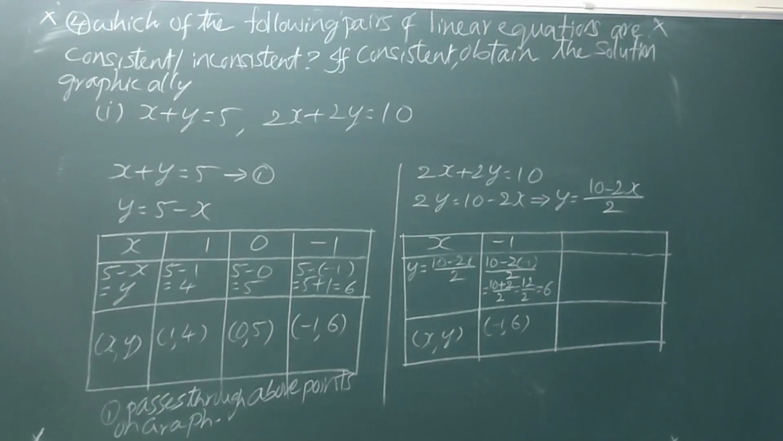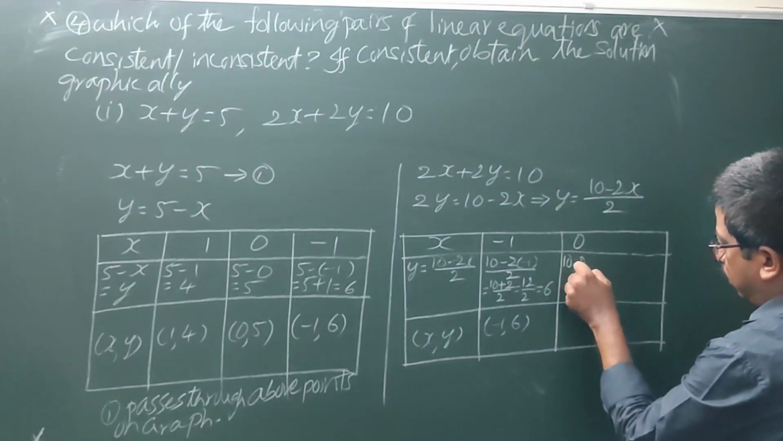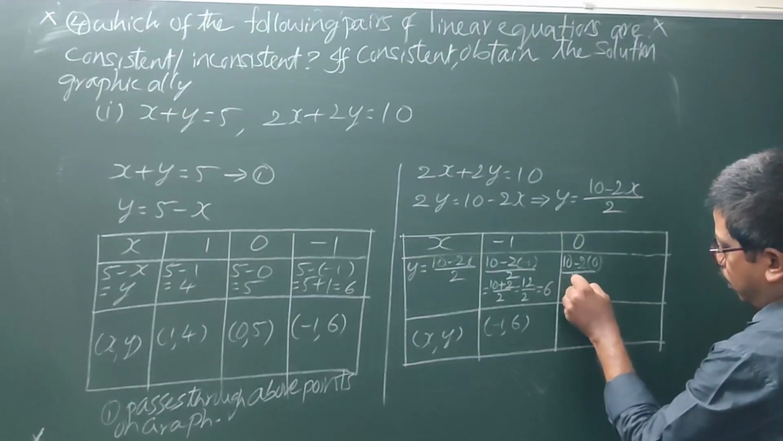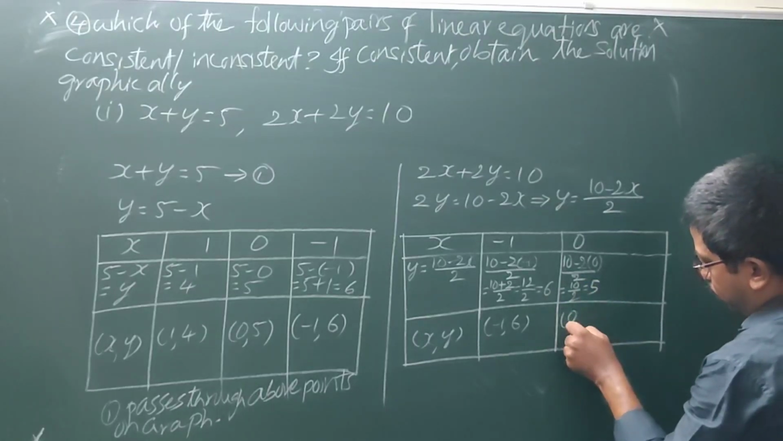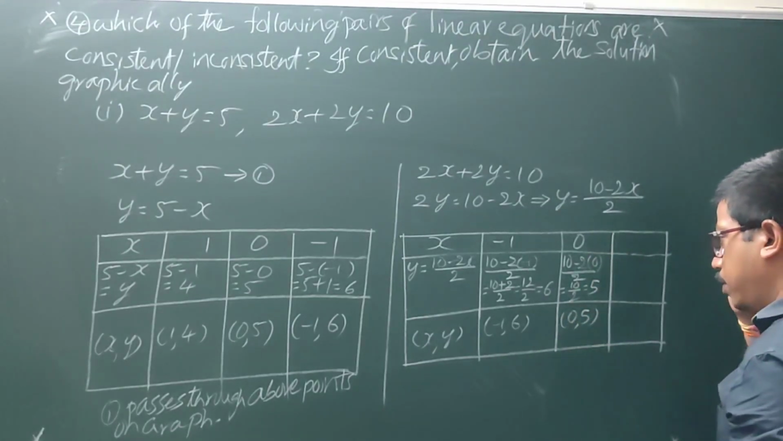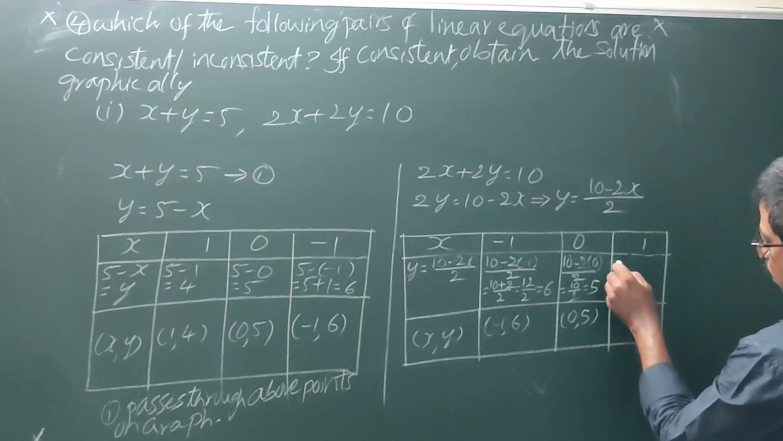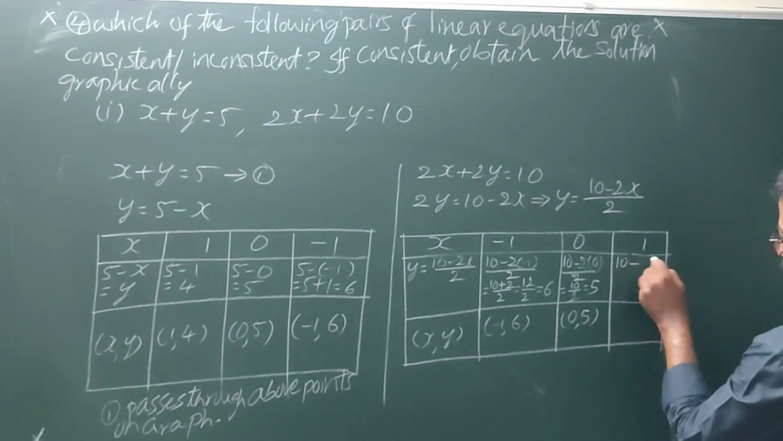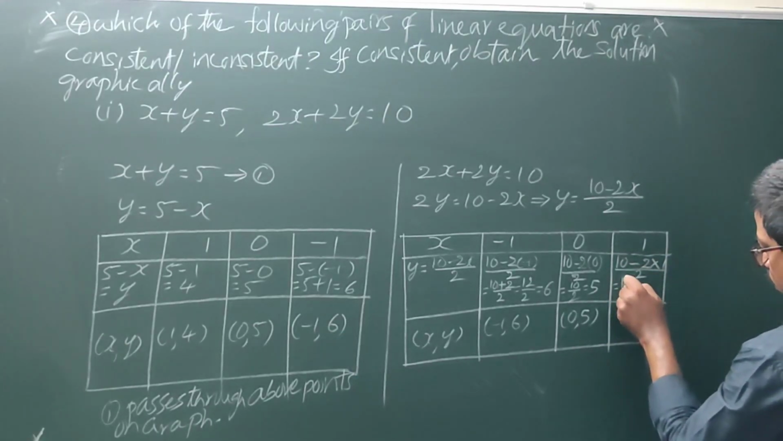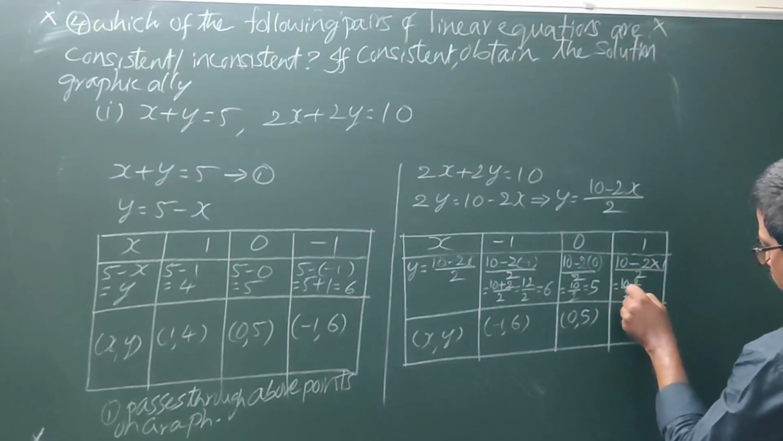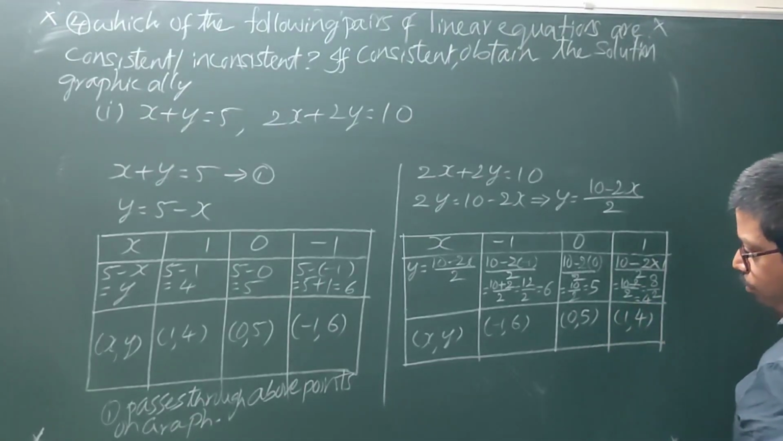Now let me take x equal to 0. (10 minus 2 into 0) by 2 equal to 10 by 2 equal to 5. So 0 comma 5. Next, x equal to 1: (10 minus 2 into 1) by 2 equal to (10 minus 2) by 2 equal to 8 by 2 equal to 4. So 1 comma 4.